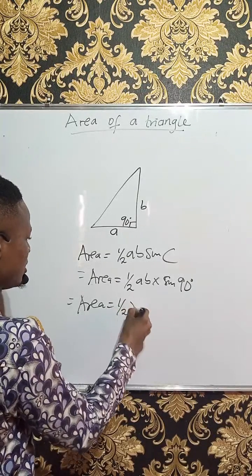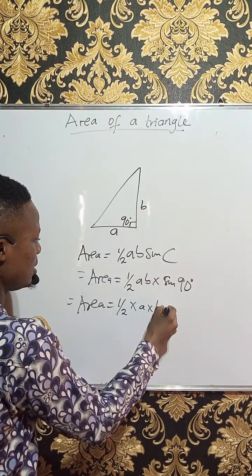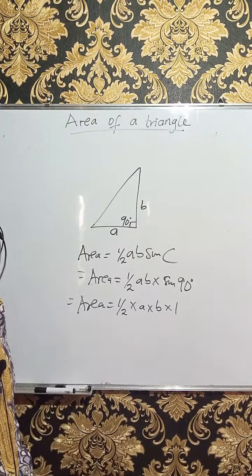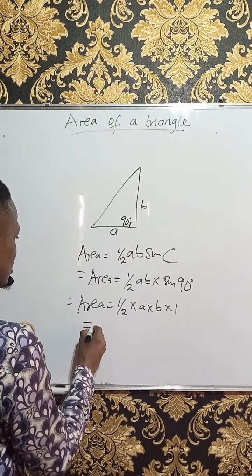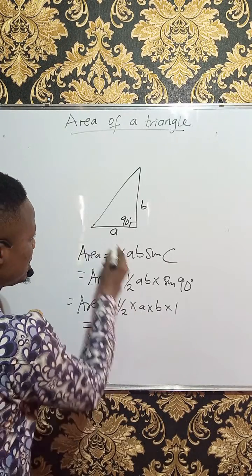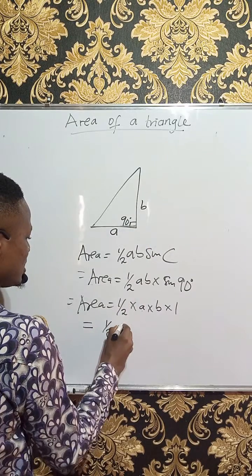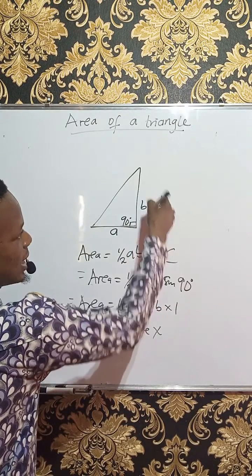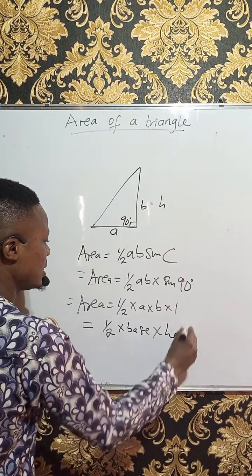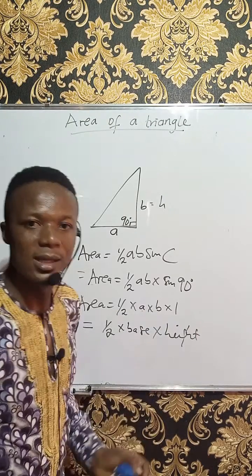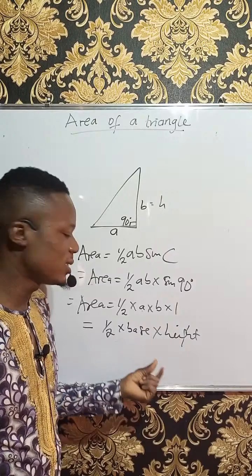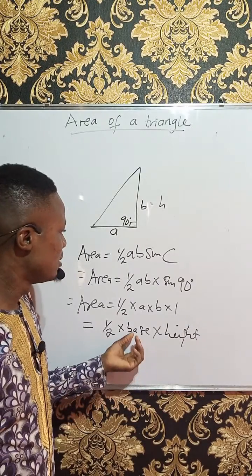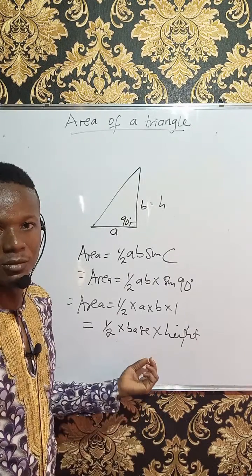So this will now be half times A times B times 1, because sine 90 is 1. Multiply everything here by 1, I will still get the same thing. So area is now half A times B. This A is seen as the base of the triangle, so I can call it half times base times this B, which is seen as the height of the triangle. So that is how we got the formula that the area of a triangle is equal to half times base times height. But this particular formula, half times base times height, is limited because it is not every triangle that it can solve.